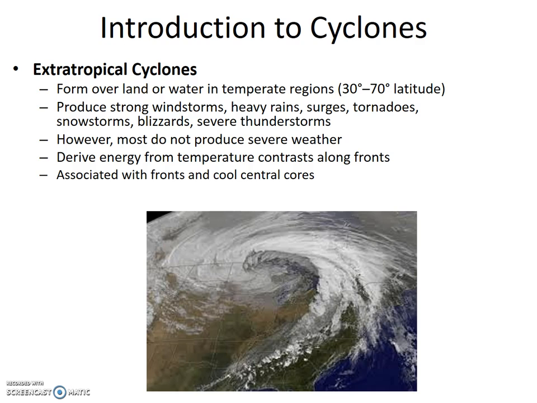In contrast, we have extratropical cyclones. They form over land or water in temperate regions, typically between 30 degrees and 70 degrees north or south latitude. Like tropical cyclones, they produce strong windstorms, heavy rains, surges, and tornadoes, but unlike tropical cyclones, they can also produce snowstorms, blizzards, and severe thunderstorms. However, most extratropical cyclones do not produce severe weather. They derive energy from temperature contrasts along fronts and are associated with fronts and cool central cores.